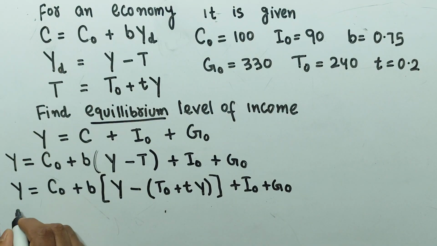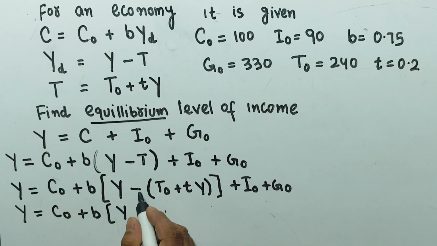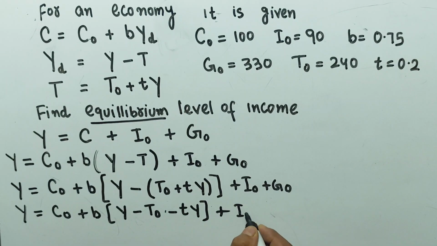That gives us y will be equal to C naught plus b. Here we have y, so this minus is multiplied to each of these terms, we get negative T naught, minus into plus is minus again, so we get t y, plus I naught plus G naught.